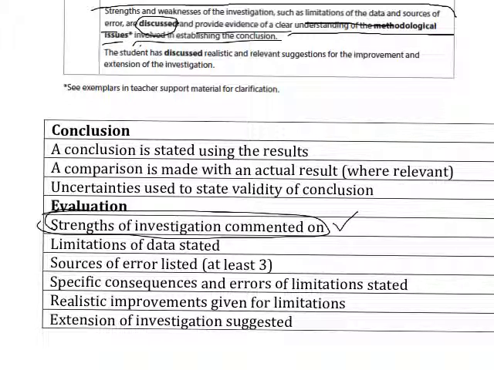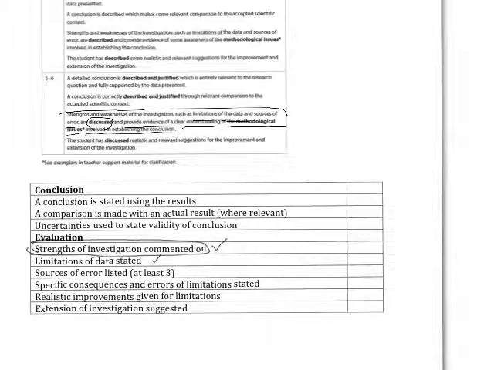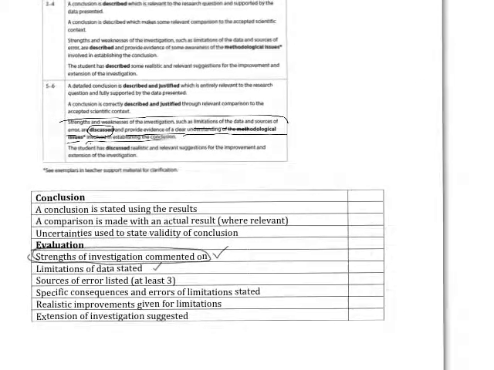The next thing to do is to state all the limitations of data. So where is it possible to make mistakes? There are some which are classic sources of error. For example, in timing errors, there's reaction time. Are there parallax errors?